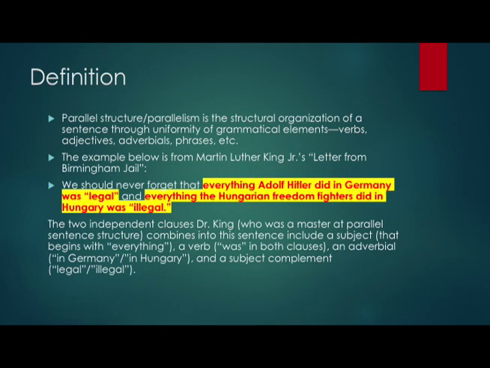So parallel sentence structure, we also call it parallelism, is the structural organization of a sentence by making the different grammatical elements, verbs, adjectives, adverbials, phrases, and so forth, parallel to one another. This could be the case when we have a list of things that should be in a parallel format, or sometimes if we're comparing two things in two different clauses or phrases, where again the parallel structure will make it easier for someone to read.